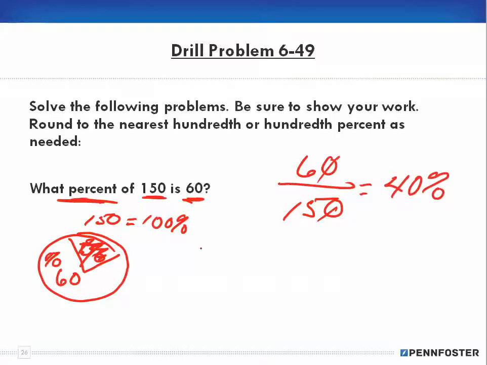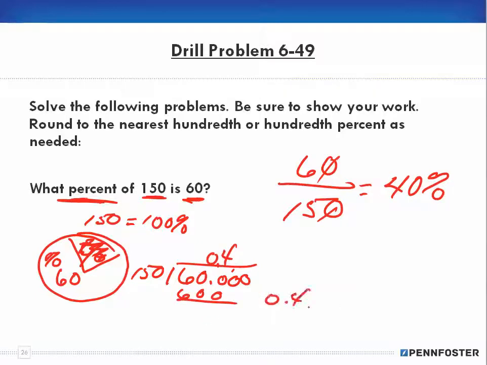Do the math, 60 divided by 150. 150 can't go into 60, but into 600 it goes 4 times, so that's 0.4, and I move the decimal place over 2, right? So that's how I ended up with 40%.